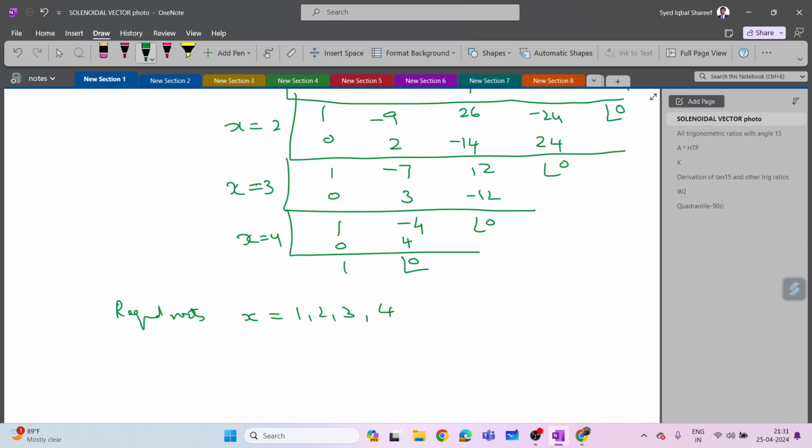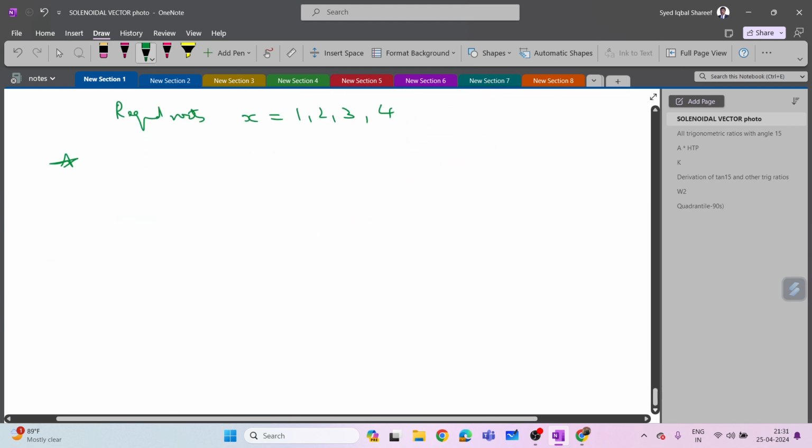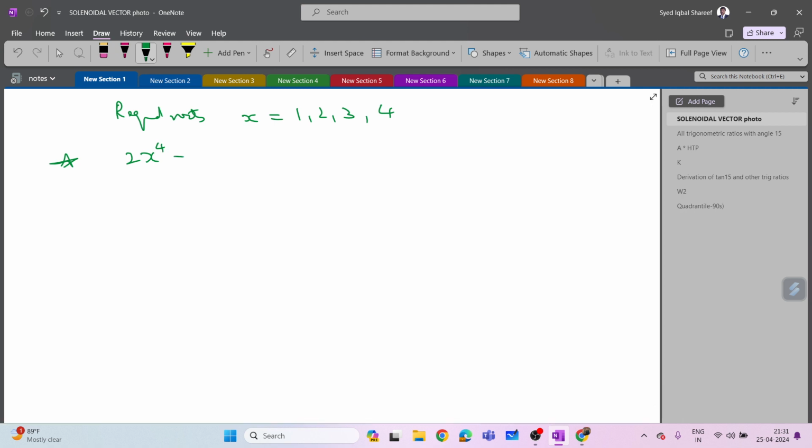Now, one more problem I will do. We have done almost all the problems where the leading coefficient is unity. Now, I will do the problem where the leading coefficient is not unity. 2x to the power of 4 minus 9x cube plus 14x square minus 9x plus 2 equal to 0. This we have to solve or find the possible roots.